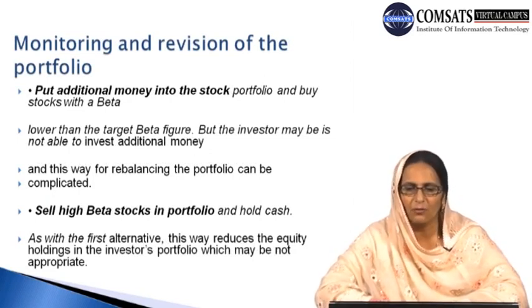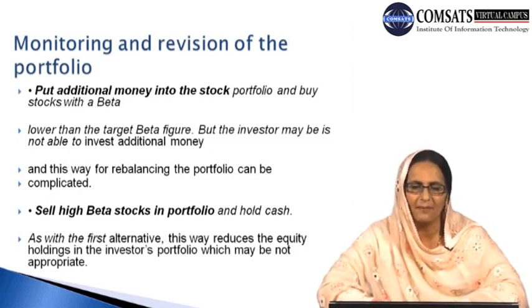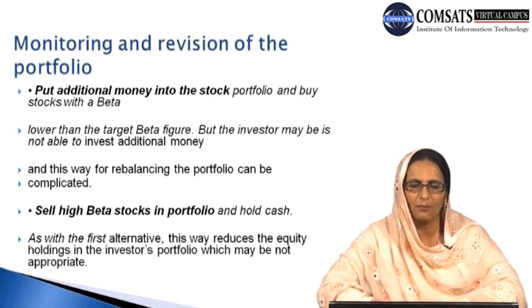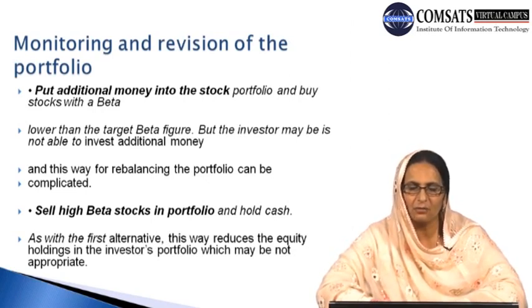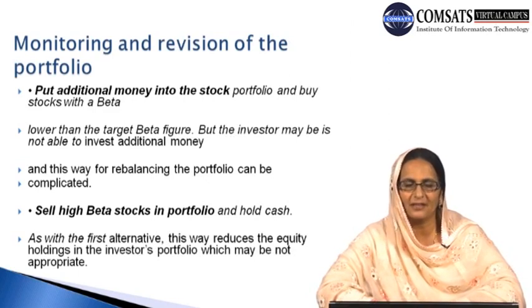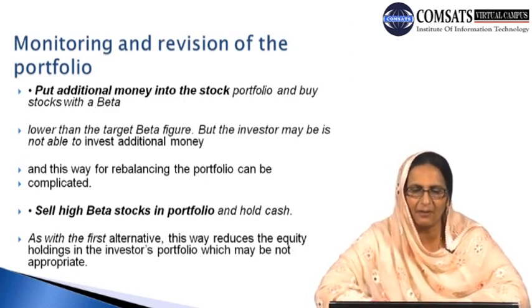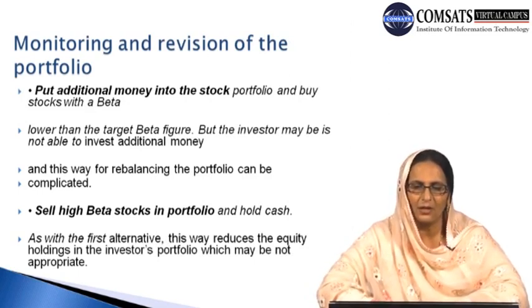Continuing with the topic of monitoring and revision of the portfolio, we put additional money into the stock portfolio and buy stocks with a beta lower than the target beta figure, if the figure is less than the target beta. But the investor may not be able to invest additional money, and this way of rebalancing the portfolio can be complicated. This situation may be difficult to rebalance and readjust when the investor's beta is lower than the target value of the beta.